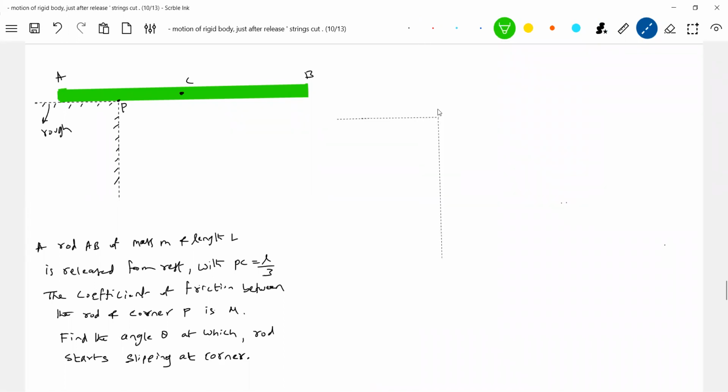No, there's a rod. No. Why is it not coming in a straight line?